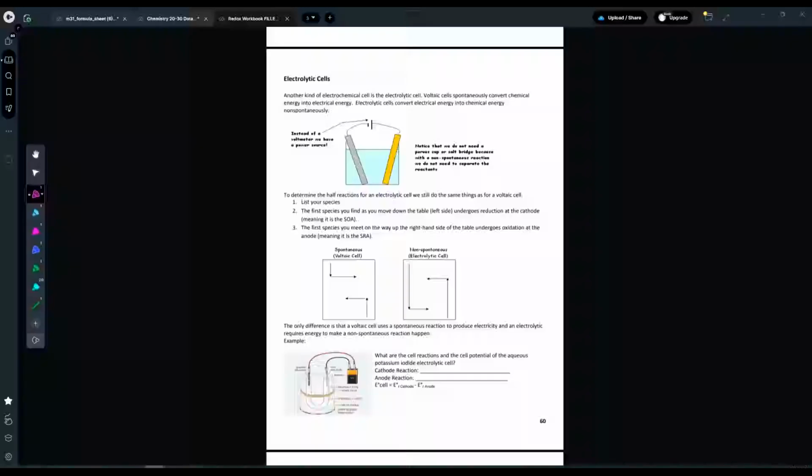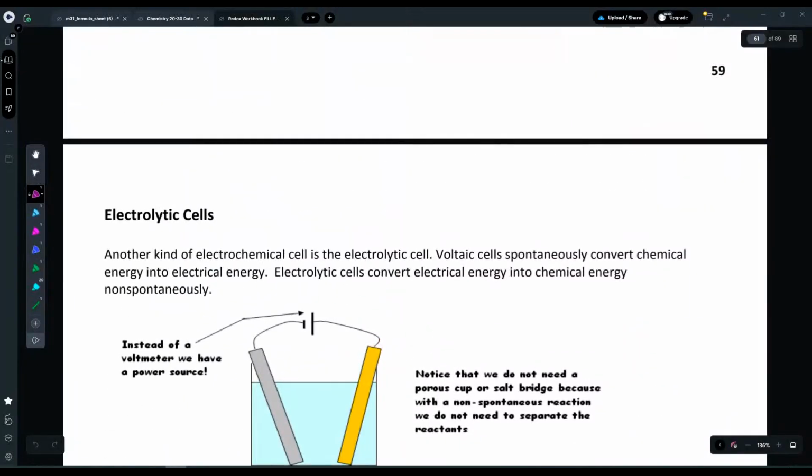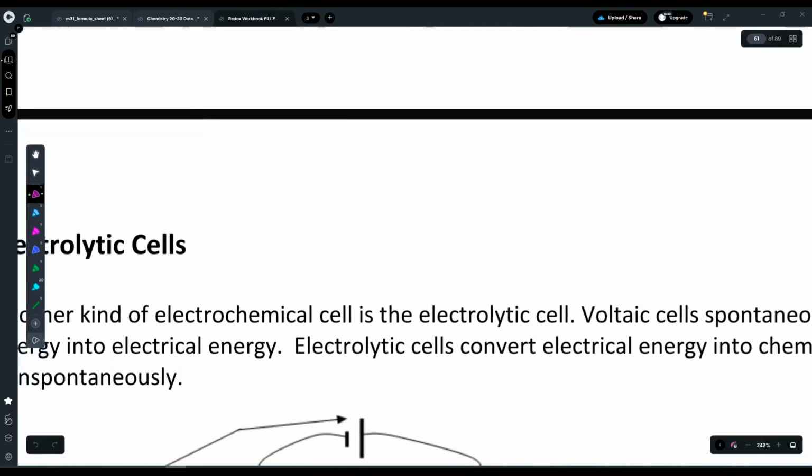In this video, we're going to be learning about electrolytic cells as well as what to do when we have molten substances involved in our redox reactions. So electrolytic cells is a type of electrochemical cell that requires energy in order to force the reaction to happen, because otherwise the reaction is non-spontaneous. So that's an important distinction that you need to know.